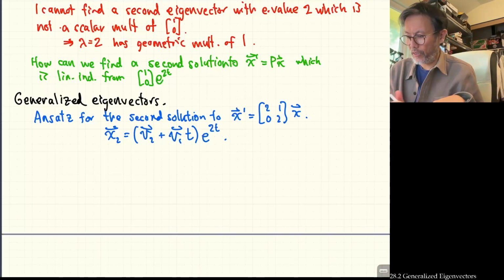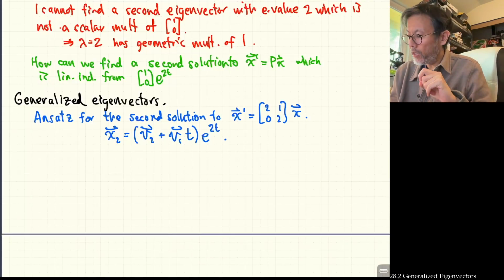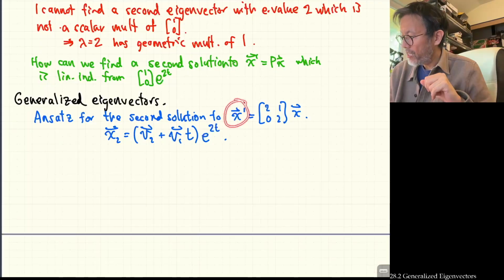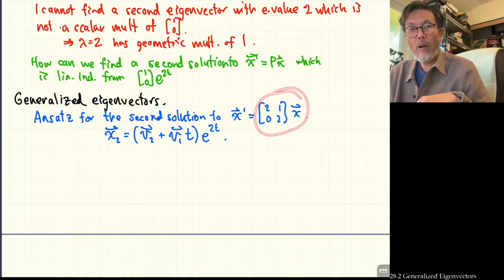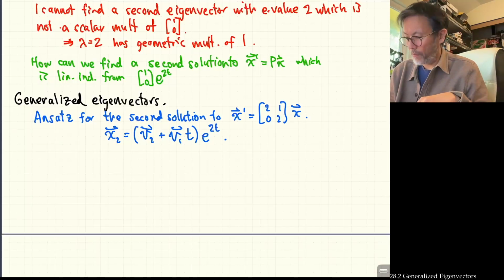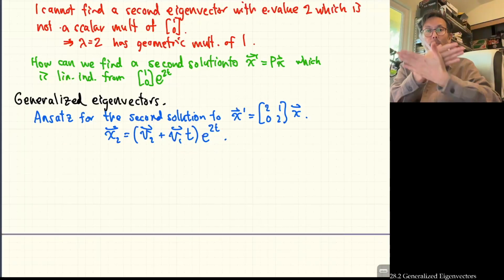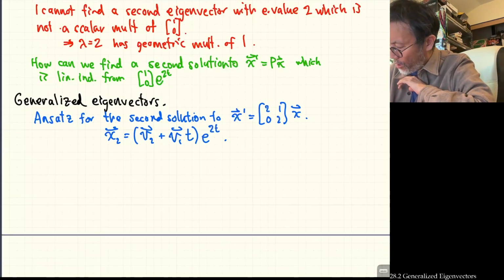What are those conditions? Well, to figure that out, what we should do is plug this x sub 2 into this differential equation here. On the one hand, I should figure out x2 prime. And on the other hand, I should figure out what P times this solution is, where P, of course, is this 2 by 2 matrix. And then set them equal to each other and see what results from that. So let's compute x2 prime first.